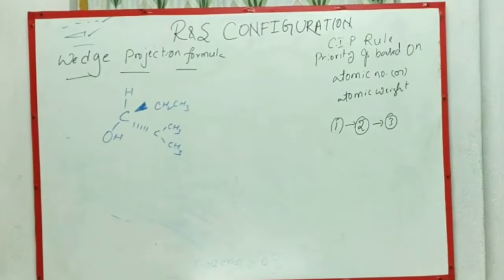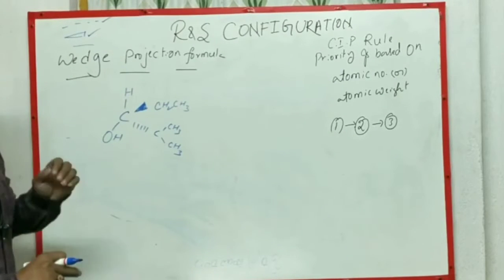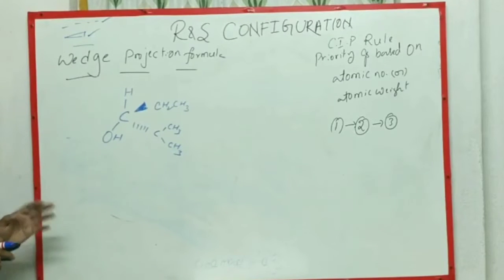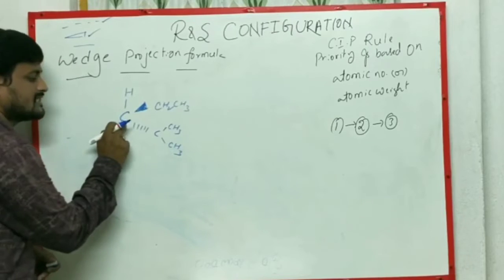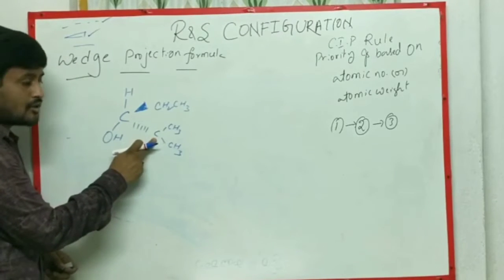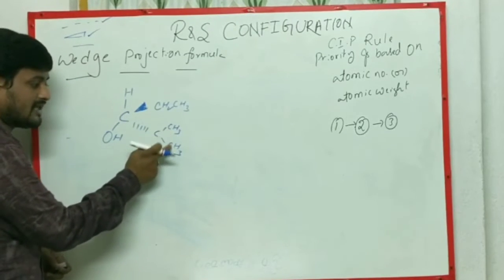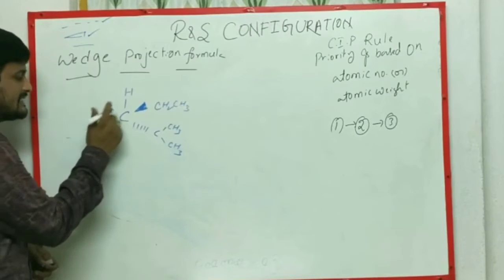Okay, another example. First of all we have to give the priority. Actually, which one is the chiral carbon atom? This carbon is the chiral carbon atom. This is not a chiral carbon atom. It has two same methyl groups, then it is not chiral. This one is the chiral carbon atom.